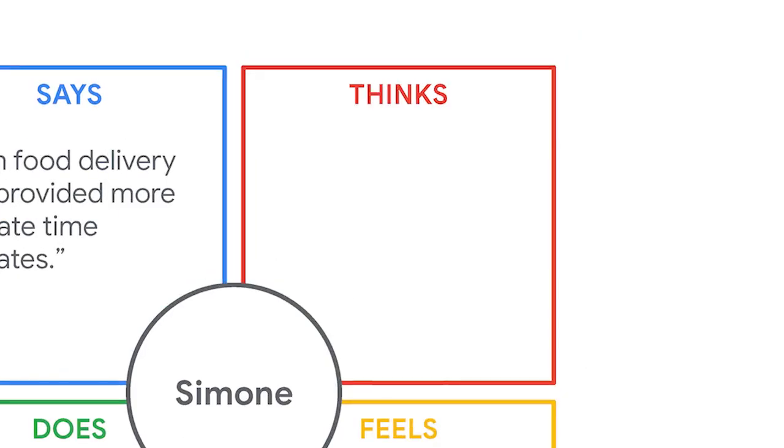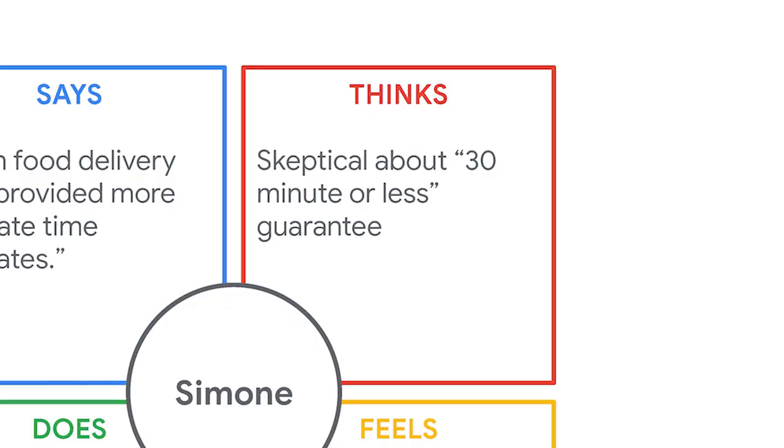The top right square focuses on what the user thinks. This includes things the user doesn't actually say, but that you can tell through observation. Facial expressions are a great way to understand what a user is thinking. A furrowed brow might indicate that Simone is skeptical about a 30 minutes or less guarantee.